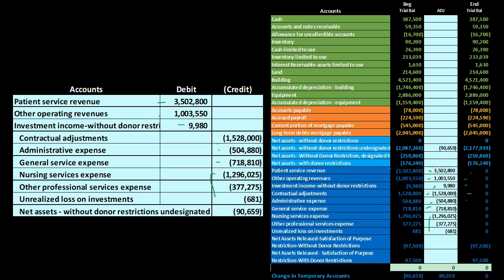We credited them and we made them all go to zero, just like what we had planned. Everything is proceeding according to the plan. And then the other side, the plug, the difference, goes into the net assets without donor restrictions. So the net assets without donor restrictions then has a credit balance. We credited it by the $90,659, which looks really familiar. Where have we seen that number before? $90,659. That's basically the net income type number that we have.